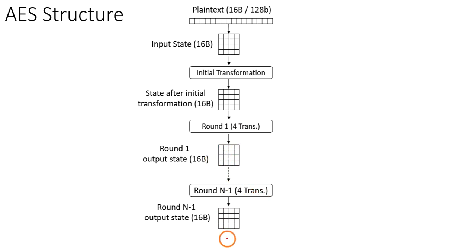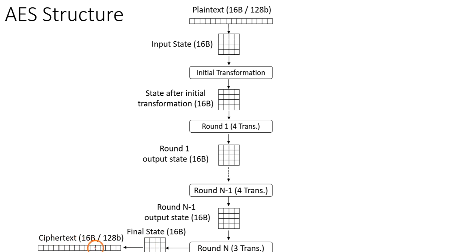Why I have written n minus 1 is because in the nth round, only 3 transformations are applied. One transformation is removed. In the final round, only 3 transformations are done. The output of this last round is called the final state, which is the ciphertext that is sent to the receiver.